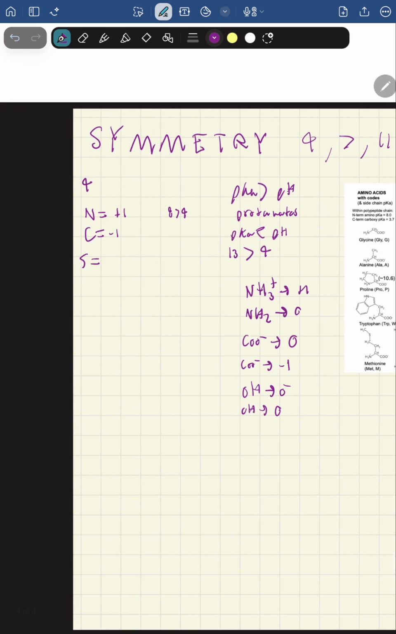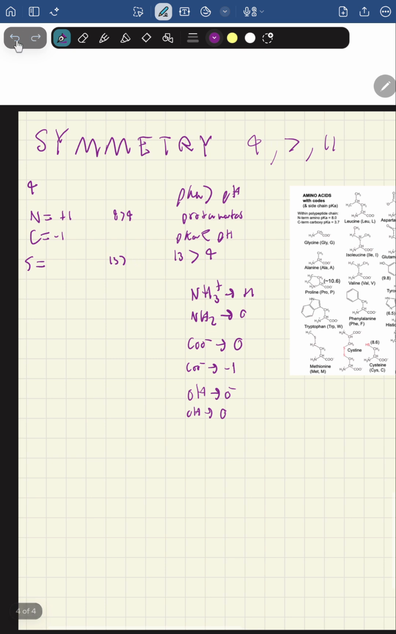So for S, 13 is bigger than 4. What does that mean? Oh, I read that earlier. Sorry. It means it's just a 0. Because the OH, when it's protonated, is 0, because it can't take any more H's.